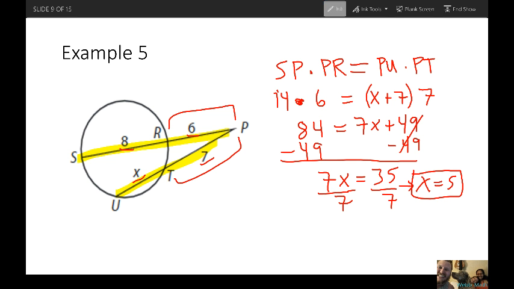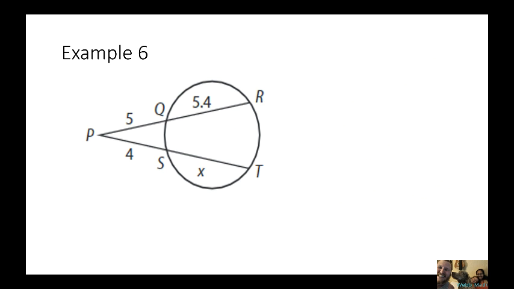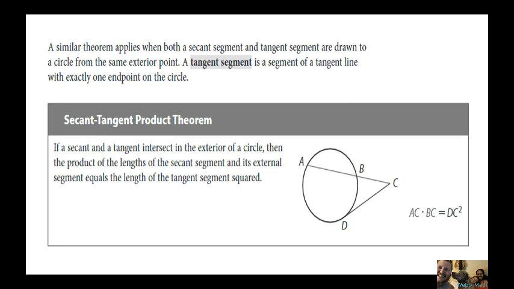All right. So again, I just took the entire secant line times its exterior segment, equaling the other secant line times its exterior, and then you can solve. So example 6, that's on you. Good luck. All right, last thing we need to talk about is the secant tangent product theorem.